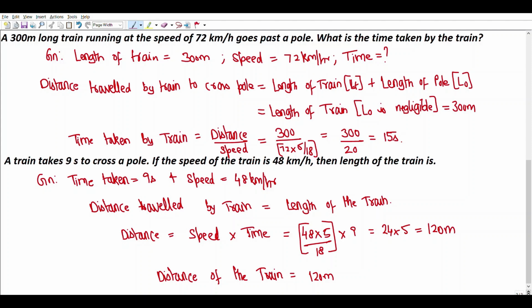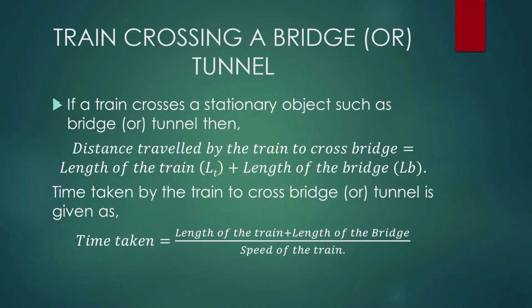So, in this concept, we dealt with the train along with a stationary negligible object. Let us move on to the next concept, train crossing a bridge or a tunnel. So, the only difference between this concept and the previous concept is that there the train was crossing a negligible object. Here, the train is crossing an object which is of substantial length, and hence the length of the object cannot be neglected. If a train crosses a stationary object such as a bridge or tunnel, then the distance traveled by the train to cross that object is equal to length of the train plus length of the object.